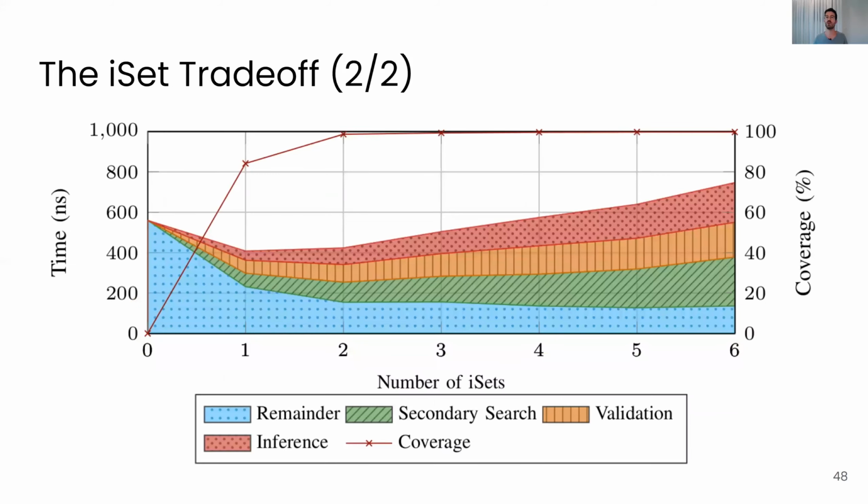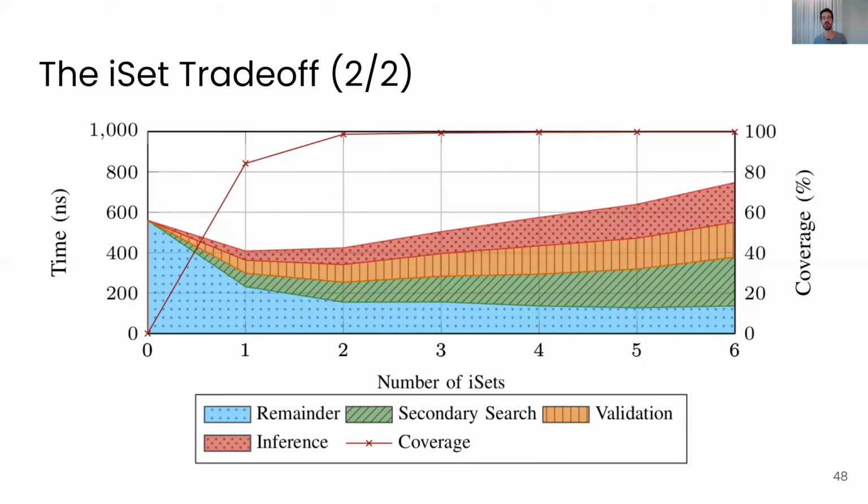This chart shows both the coverage and the classification latency as a function of the number of I-sets. The red line represents the coverage, and we can see how the various classification stages affect the performance. Our measurements show that I-sets with less than 25% coverage do more harm than good in most cases.